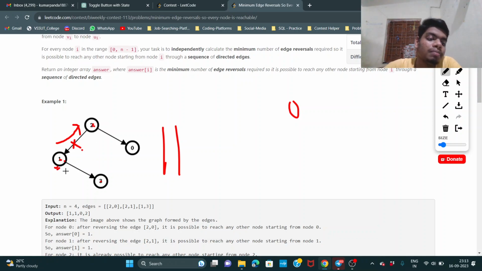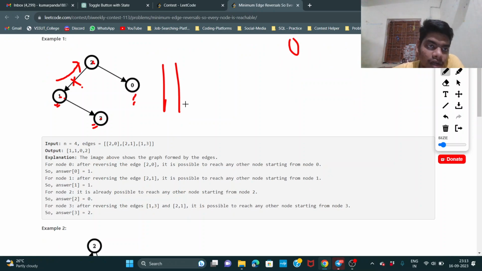Similarly, you can solve this problem for 1 independently, and similarly for 3 and for 0. So if there are n nodes, and for every node you try to find the answer, then the time complexity will become n square, because you are going to traverse the whole tree every time. This will lead to time limit exceeded. So now try to find a solution of something like n log n. I think you have understood the brute force approach. Now try to optimize the initial solution.